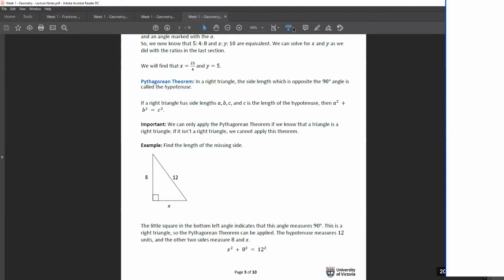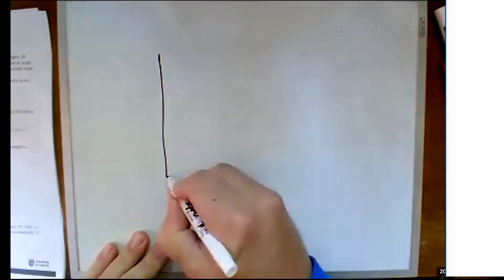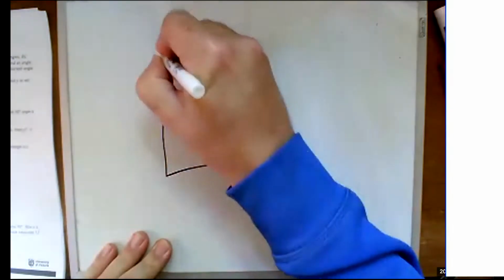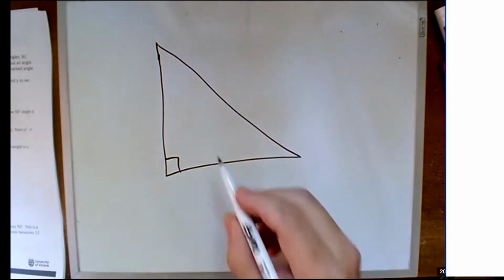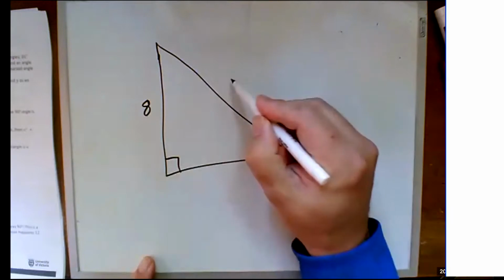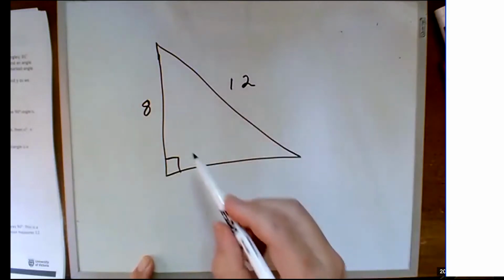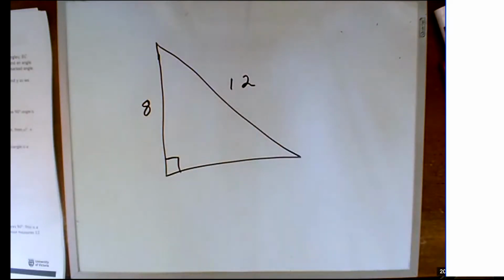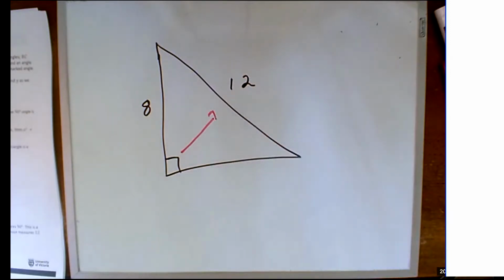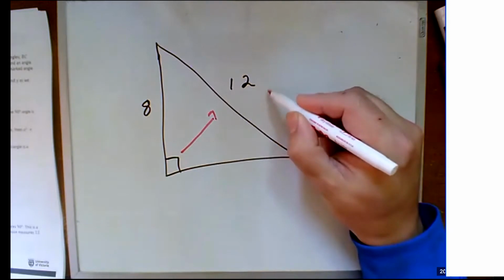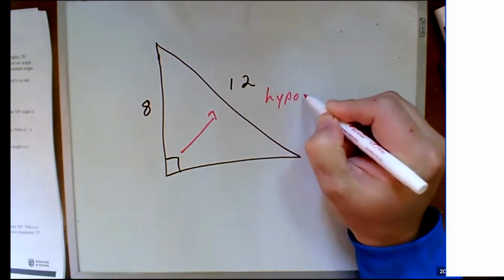We have side lengths 8, 12, and an unknown side. That little box in the corner lets us know that we're dealing with a right angle triangle. That means 90 degrees. The sides we're given are 8 and 12. 12 is opposite our 90 degrees. That's what I mean by opposite. Okay, so that means that this must be the hypotenuse.